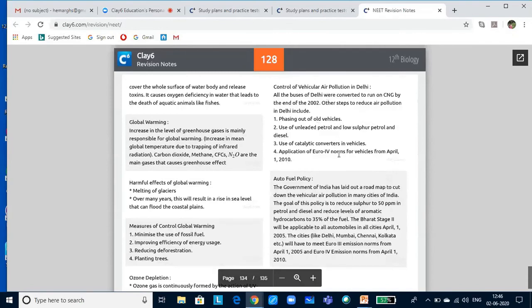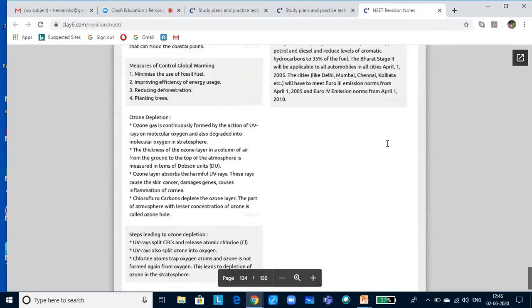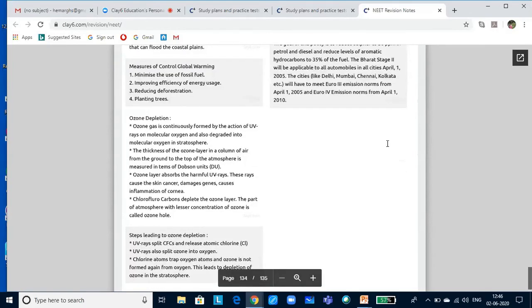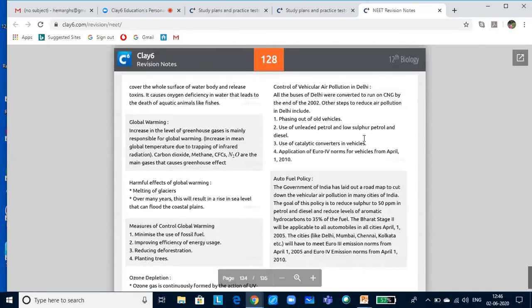So now let us look at auto fuel policy. So we have already discussed how air pollution has been controlled, and these are the concepts you have to learn. They will not ask more from the textbook, but most from the recent happenings that you have to be aware of. That is why I suggest you keep a tab on the environmental issues, and if you come across something, don't just read and leave it. Just make a small note of it so that it becomes easier for you to revise.